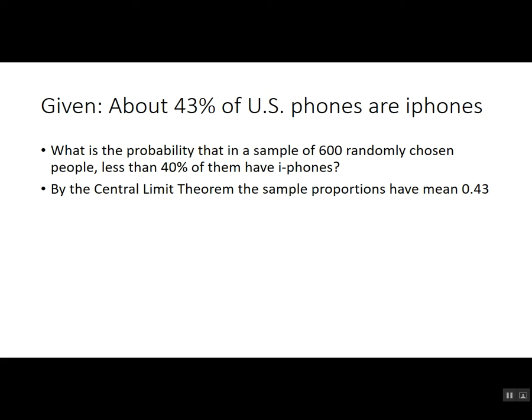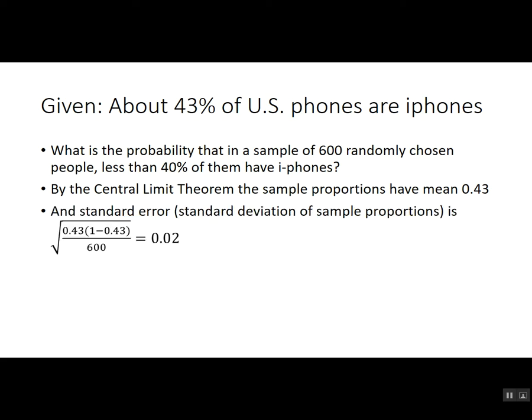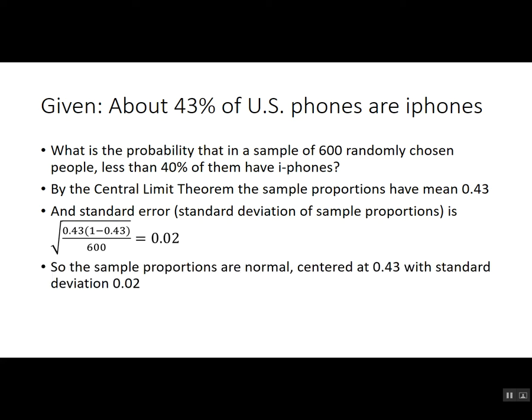If you look at all the possible sample proportions, the average is going to be 0.43. Sometimes with a sample you'll get more than 43%, sometimes you'll get less than 43%. And the standard error, well, you plug these numbers into the formula, you get 0.02. So the sample proportions are normal, centered at 0.43 with standard deviation 0.02. So we're asking what's the probability that we get less than 0.4 when we have mean 0.43, standard deviation 0.02. We know how to do questions like that.